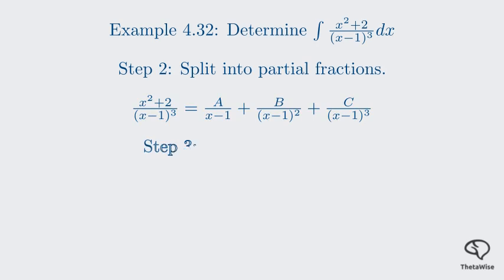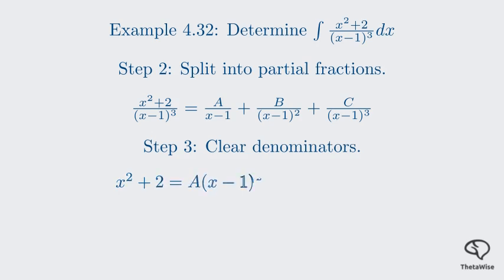Step 3. Clear denominators by multiplying by x plus 1 cubed. This gives us x squared plus 2 equals A times x plus 1 squared, plus B times x plus 1, plus C.